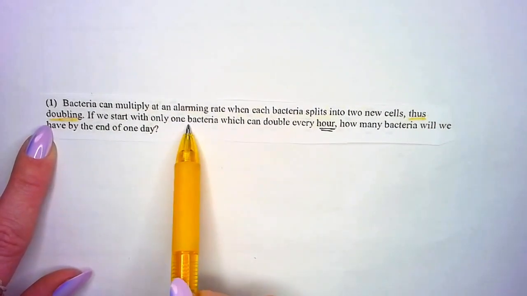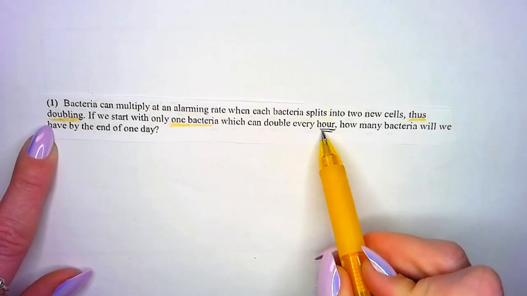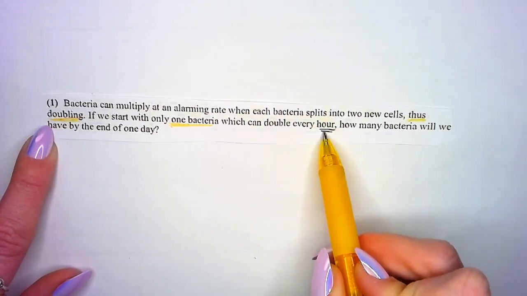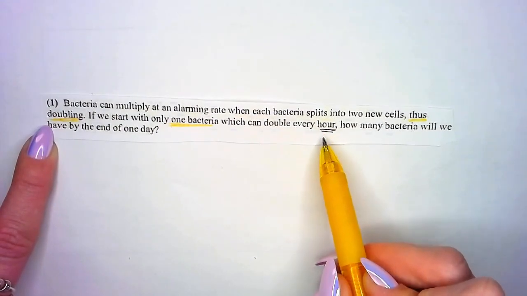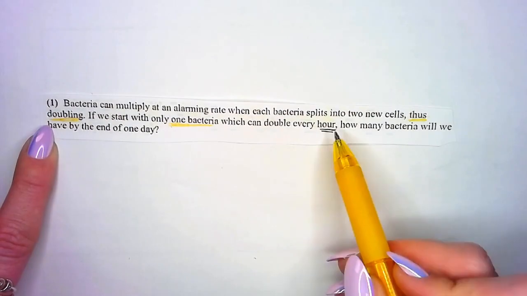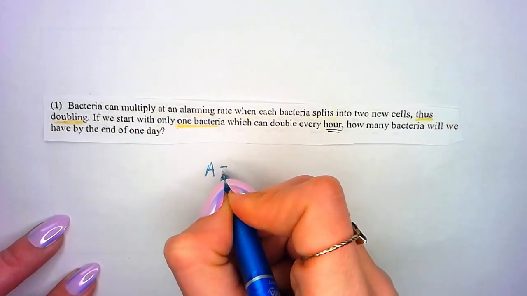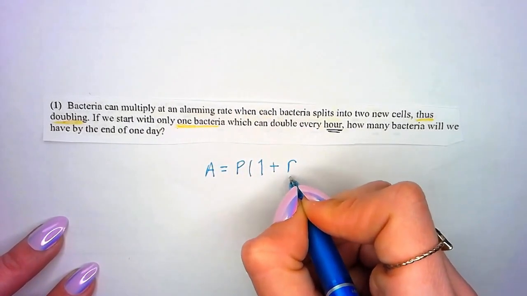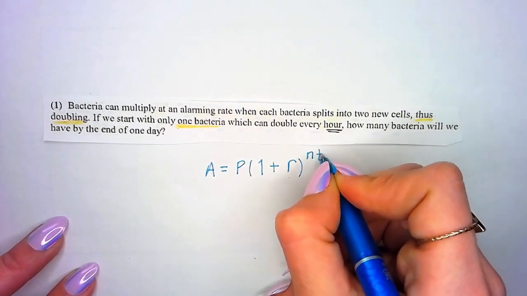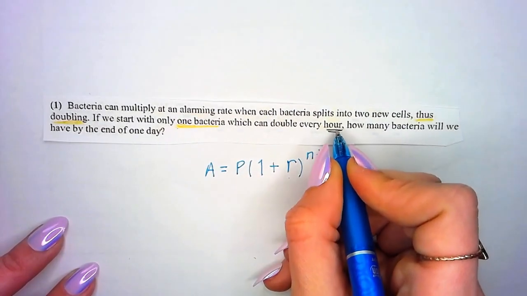If we start with only one bacteria, that's your principal, you have one bacteria, which can double every hour. So in this case, it's doubling every hour. That doesn't mean it doubles such that the percentage is compounded over a day or something like that. So we are going to take out one small piece. Instead of A of T equals P times 1 plus r over n to the nt, I'm just going to write A, because I'm not dividing up my rate. My rate does happen every hour.